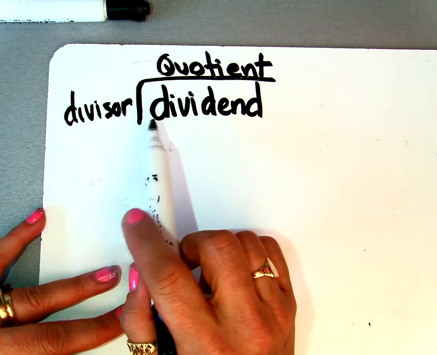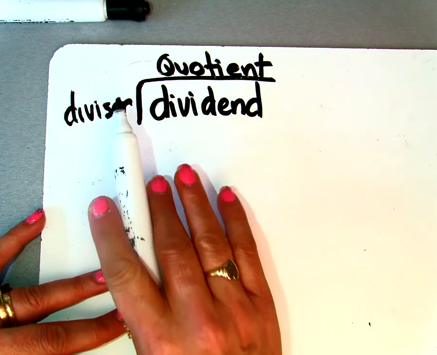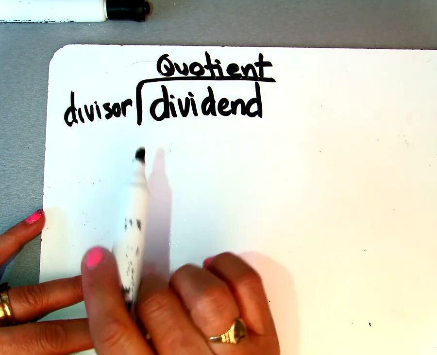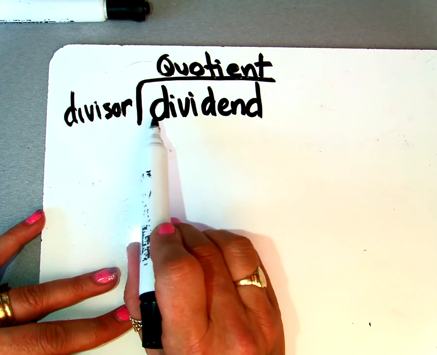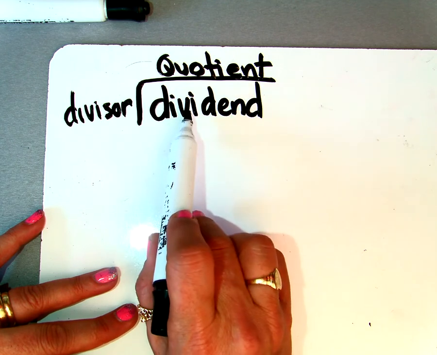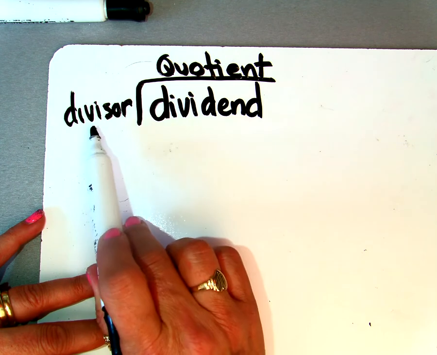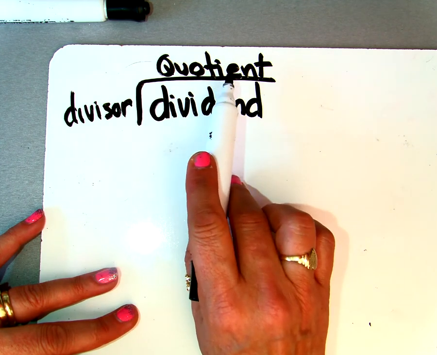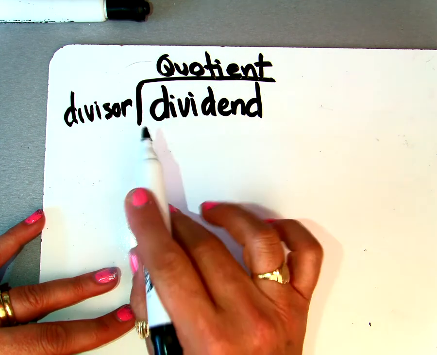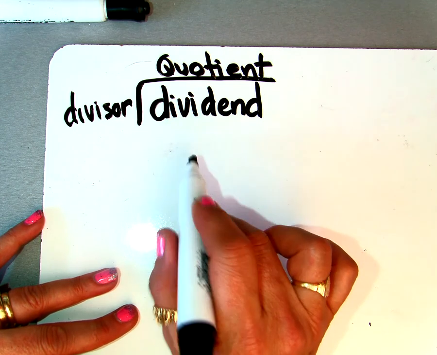I'm going to do a quick review first of the names of the numerals that are in a division problem. The dividend is what we're dividing. The divisor is what we are dividing the dividend by. And my quotient is also known as my answer. These are all vocabulary words for math.